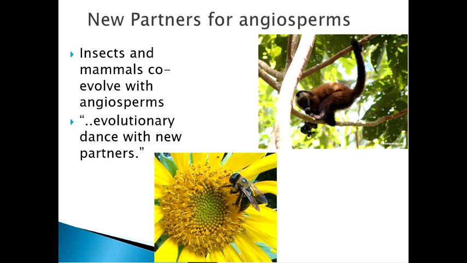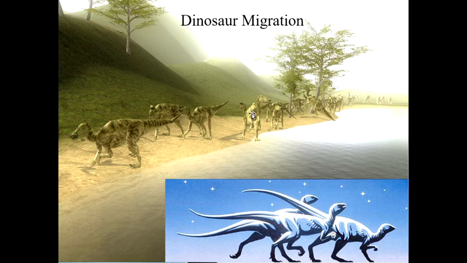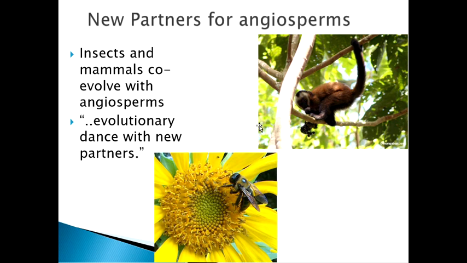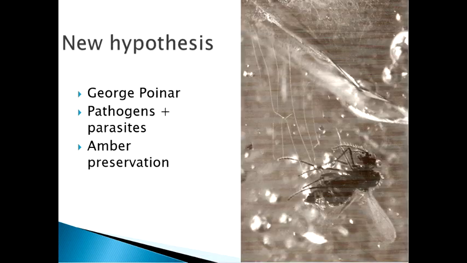This would also be the case for the small mammals, like these tree-living primates here as well. And this has been called an evolutionary dance, but with new partners. Here's the old dance, dinosaurs plus gymnosperms. This was slowly replaced throughout the Cretaceous, and a new replacement by this. So not only is there this replacement by insects, there are other things going on as well.